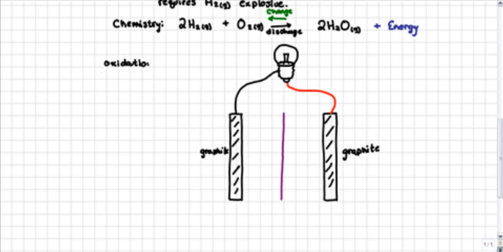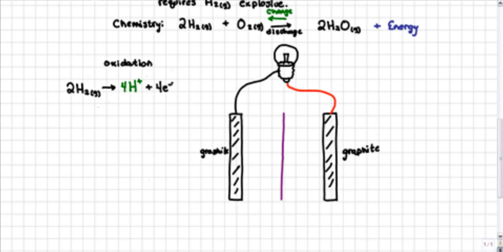Oxidation, as you know, is something that produces electrons. And the oxidation process that produces the electrons looks like this. We have two hydrogen gas molecules, and what's formed are four hydrogen ions and four electrons. Now, it's clear from this that we need a source of hydrogen gas.